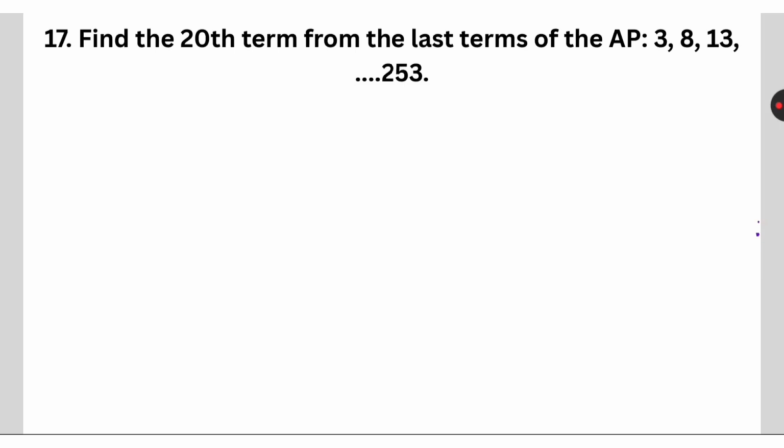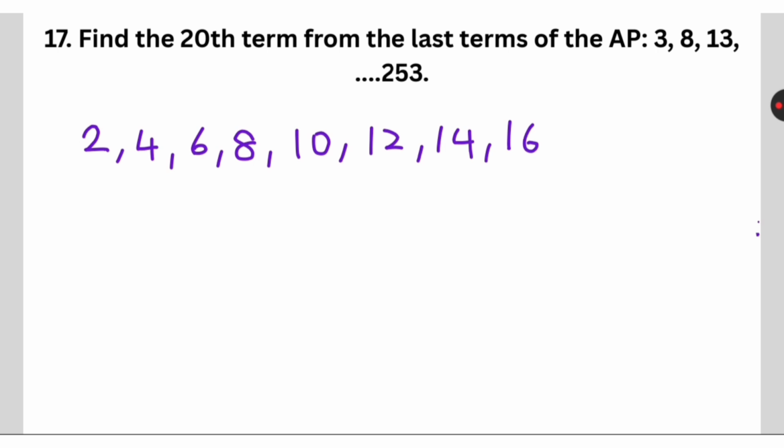Find the 20th term from the last of the AP 3, 8, 13, 18, and so on, 253. So before explaining this question, let's see one example. Suppose we have an arithmetic progression 2, 4, 6, 8, 10, 12, 14, 16, 18, 20.